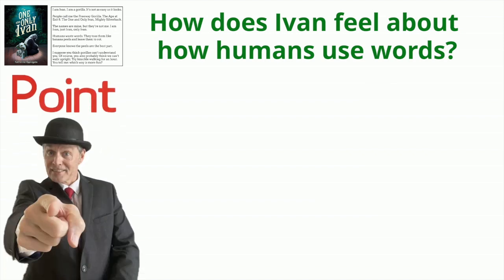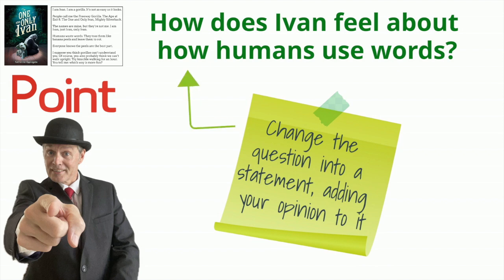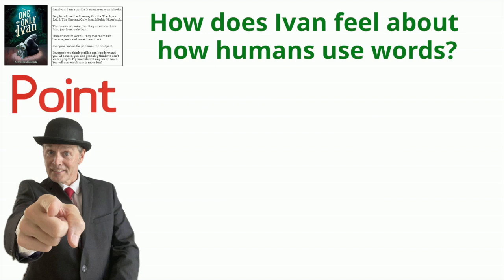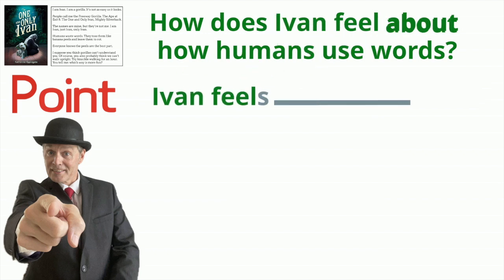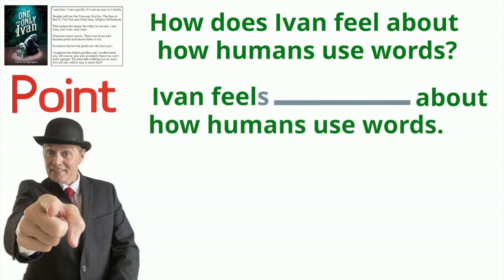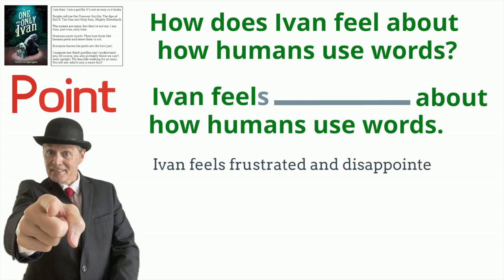Point. The point is a sentence that tells the reader exactly what the paragraph will focus on. Sometimes it's difficult to get started on this, so a good tip is to change the question into a statement, adding your opinion to it. Ivan feels, my opinion, about how humans use words. Ivan feels frustrated and disappointed about how humans use words.